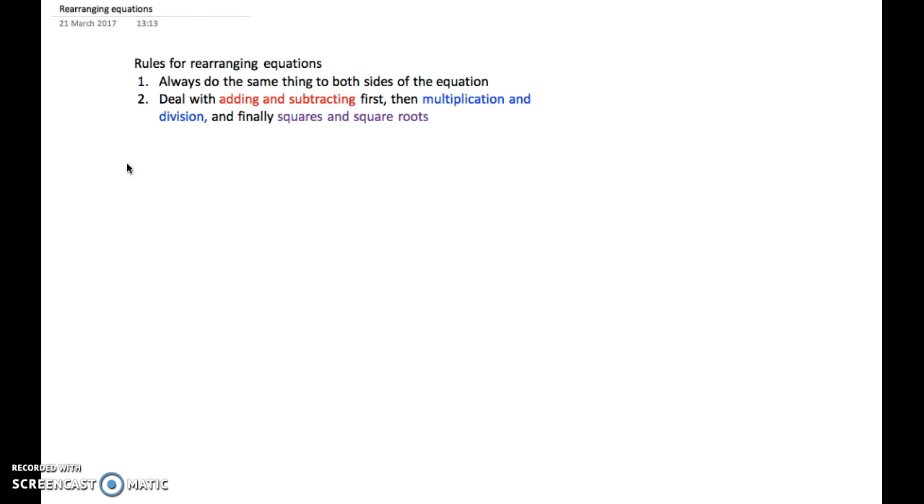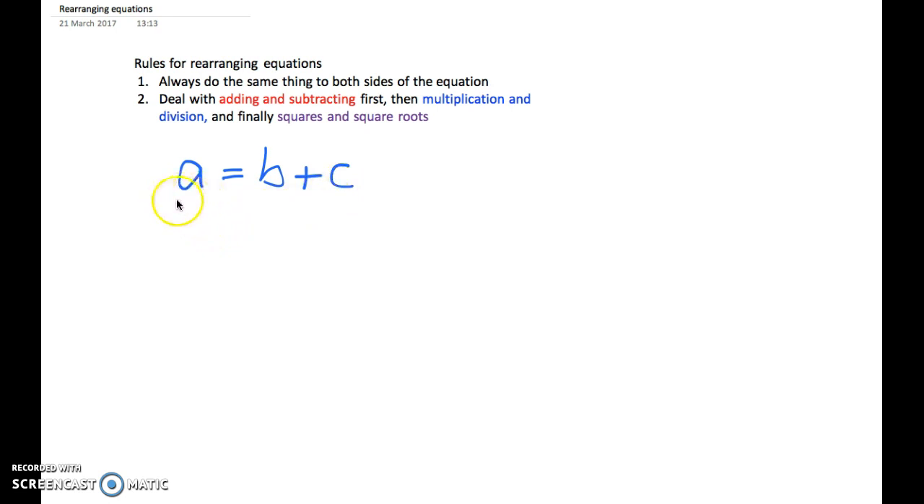The second rule is, when we start rearranging, we make sure that we do adding and subtracting bits first, then followed by any multiplication and division that's required, and finally we deal with any roots and square roots. Okay, we're going to start with a nice simple equation, a equals b plus c.